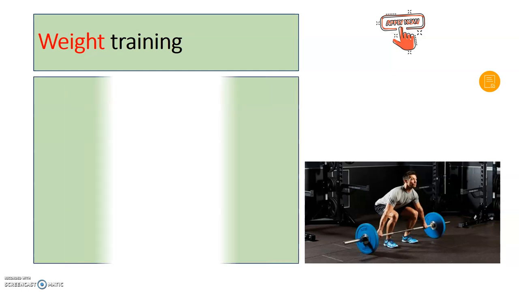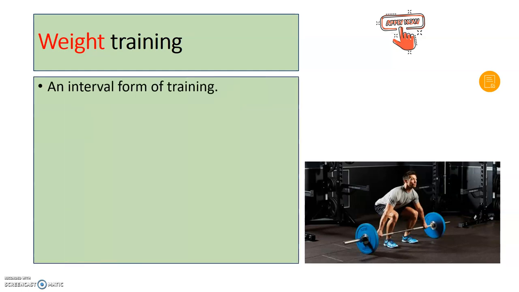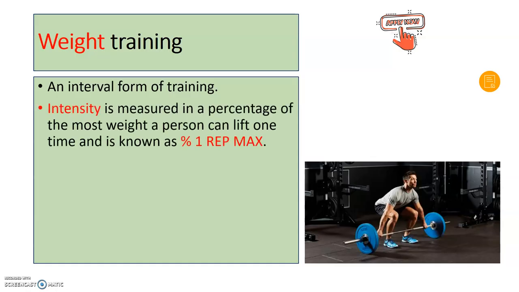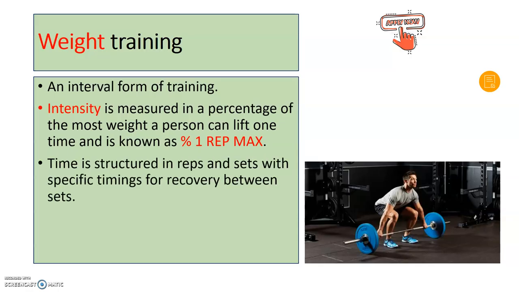Okay, moving on to weight training. So here we've got a form of interval training. So the intensity is measured, as it says, in a percentage of the most weight a person can lift one time, and is known as 1 rep max. So our 1 rep max is us working at 100% of what we can lift, and ultimately the time is structured in reps and sets, and the specific time for recovery between those sets.